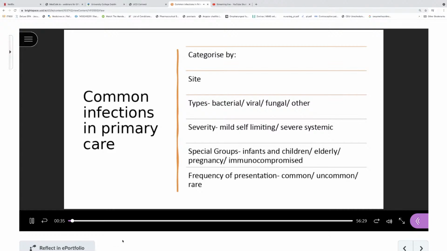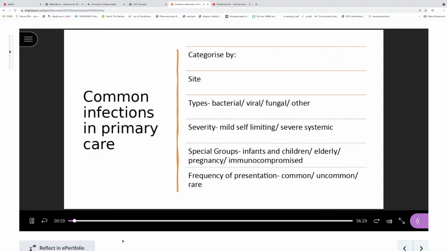I thought about how we could categorise infections seen in primary care in a number of ways. We can categorise them by body site. We can categorise them by the types of causative organisms, whether that be bacterial, viral, fungal, or otherwise. We need to consider them in terms of their severity. So many are mild and self-limiting, and others are more severe and systemic.